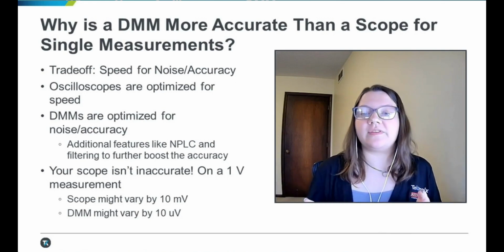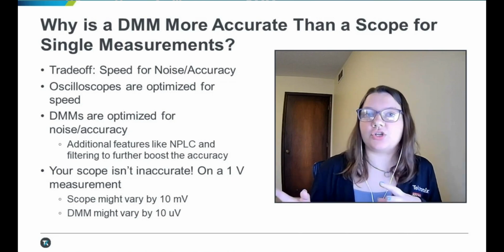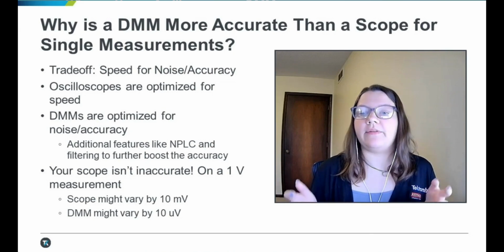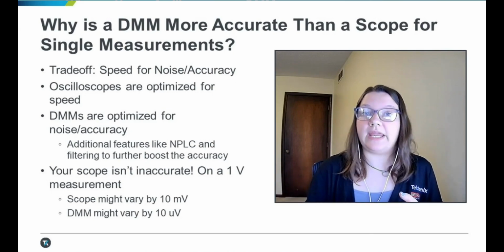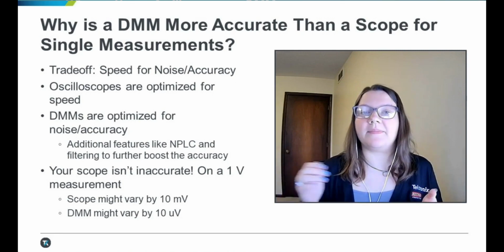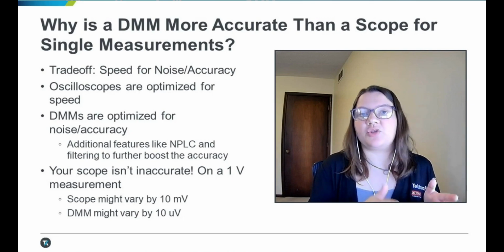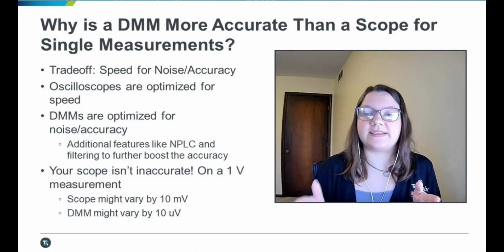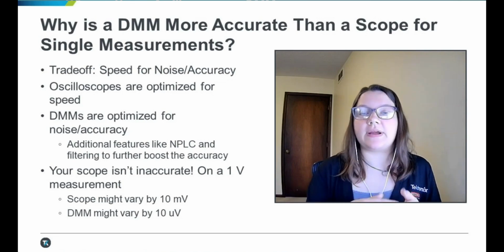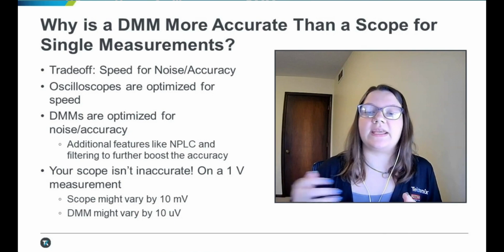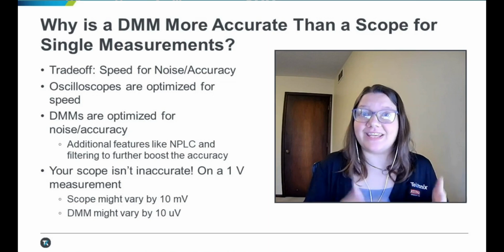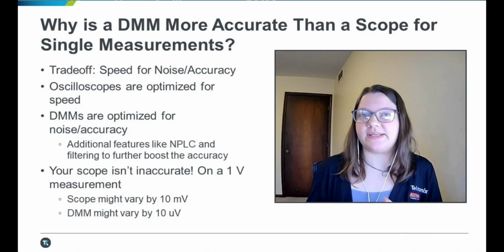So what DMMs do is they use an integrating analog to digital converter that integrates the signal over a period of time equal to the period of the line power that's coming into the DMM. So in the United States, we have 60 hertz power. So that means that the DMM, each measurement is integrating over a period of 16.67 milliseconds. And this is great. It integrates out 60 hertz noise and gives us a much better measurement. But the problem is that each measurement then is taking 16.67 milliseconds.